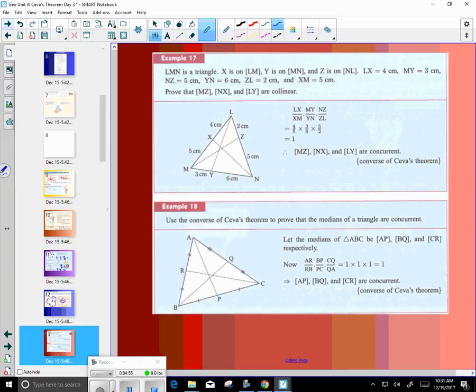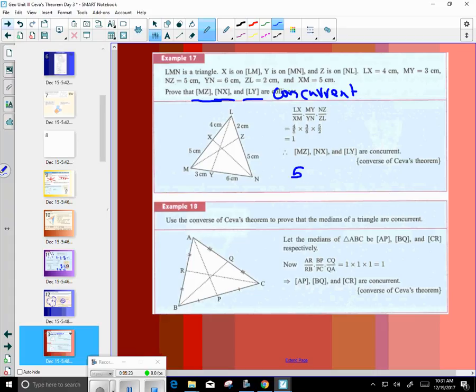LMN is a triangle, X is on LM, and then you have the other sides broken down. They gave you these lengths of each section. Let's see if MZ, NX, and LY are collinear. Actually, I think concurrent is the term that you want. I would say concurrent, not collinear. And so here we go.